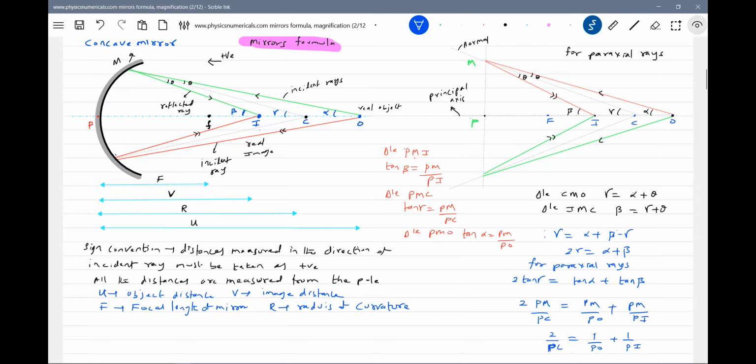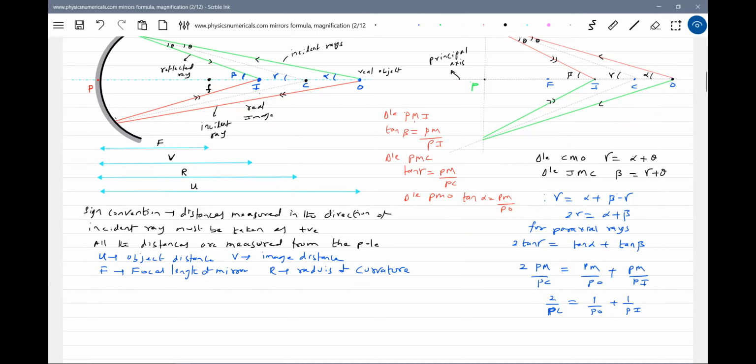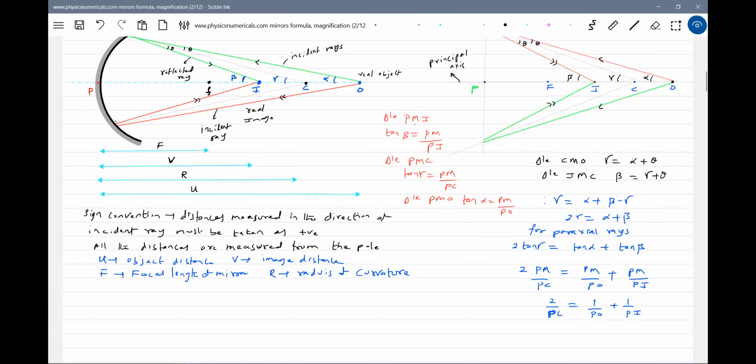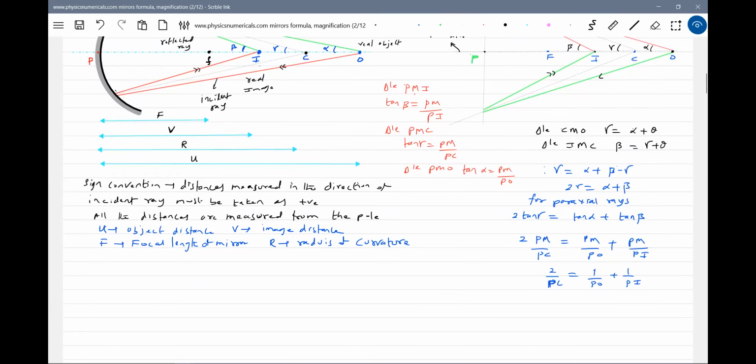Now what does the convention say? The distances measured in the direction of the incident ray should be positive. Here I'm going to measure opposite to the incident ray. Therefore, what is PC? PC should be equal to minus R. PO equal to minus U, PI equal to minus V.